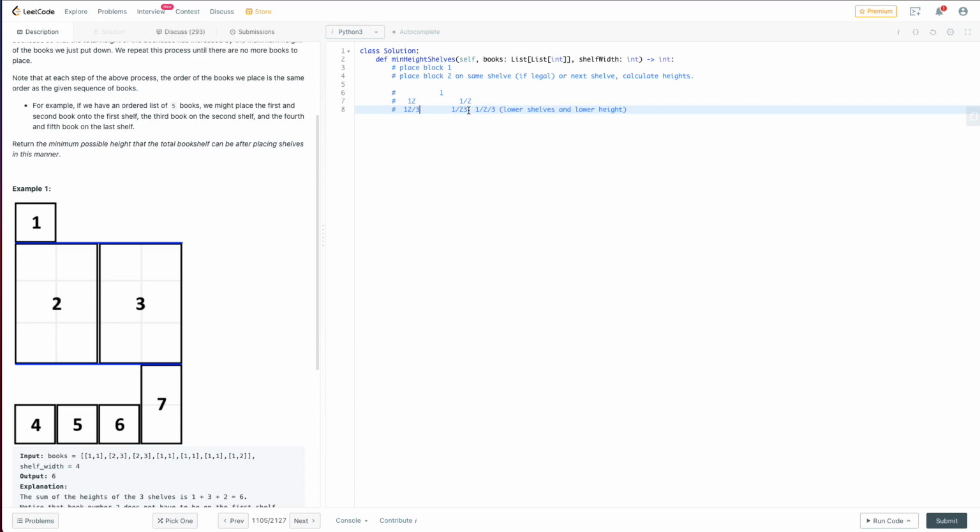Because I can eliminate this if, or can I? Yeah, I can eliminate this because I have the same number of shelves, but this has a smaller height. Or can I? Because we don't know what will happen with like 4, 5, 6, 7. So you could do 4 here, but you have to do 4 here, right? So maybe not.